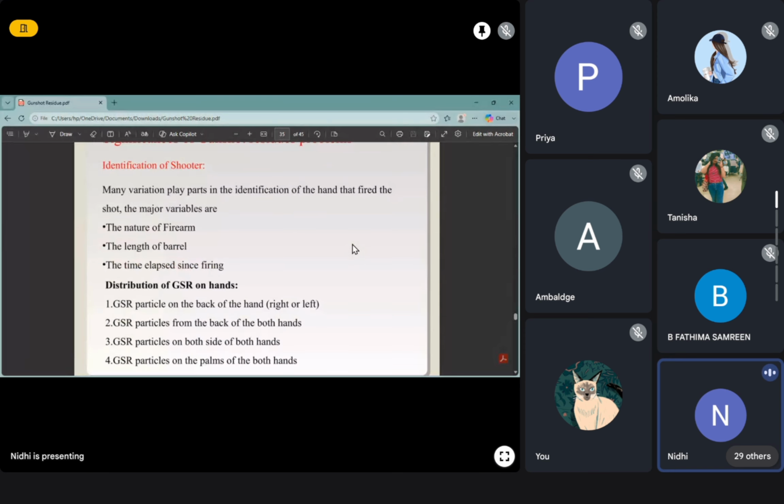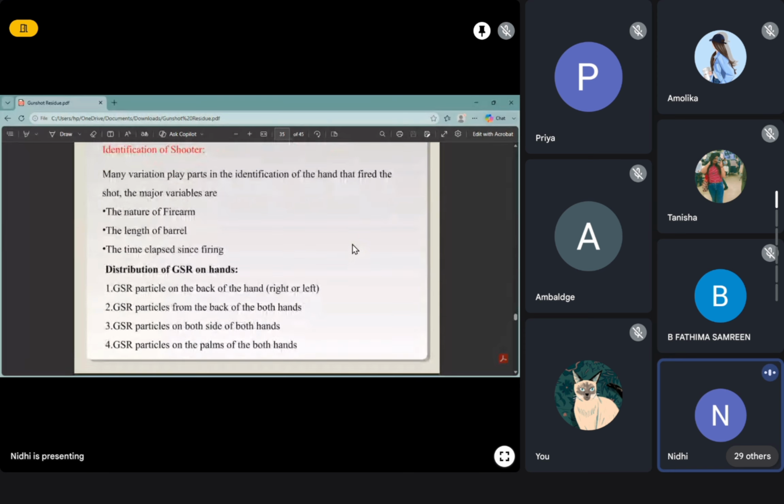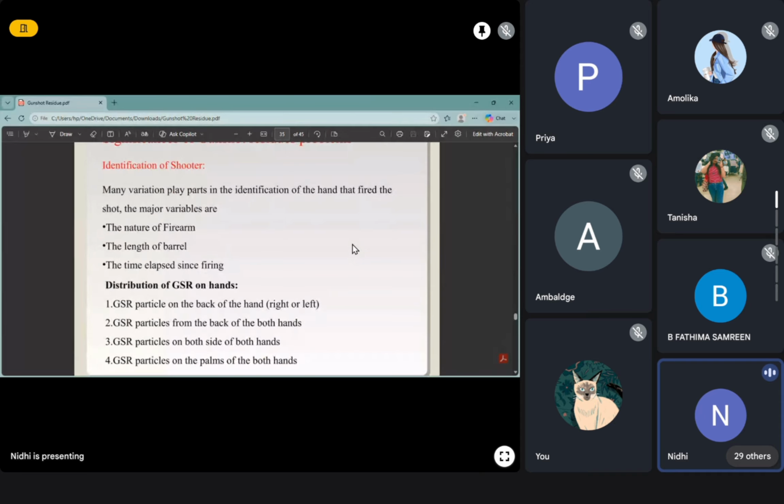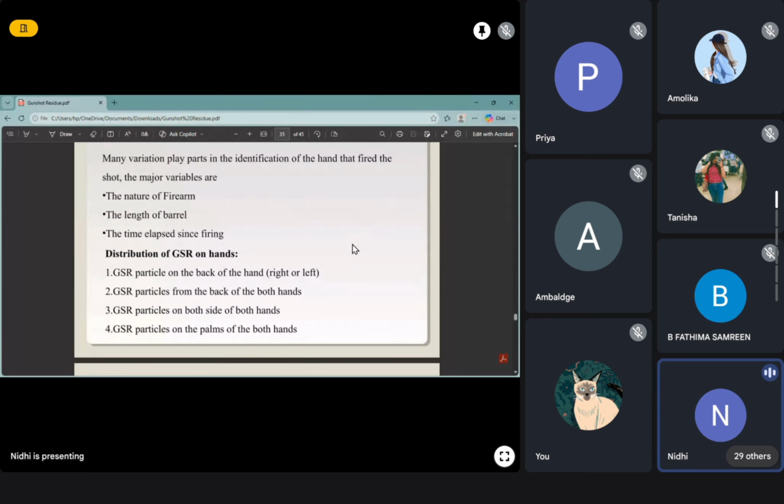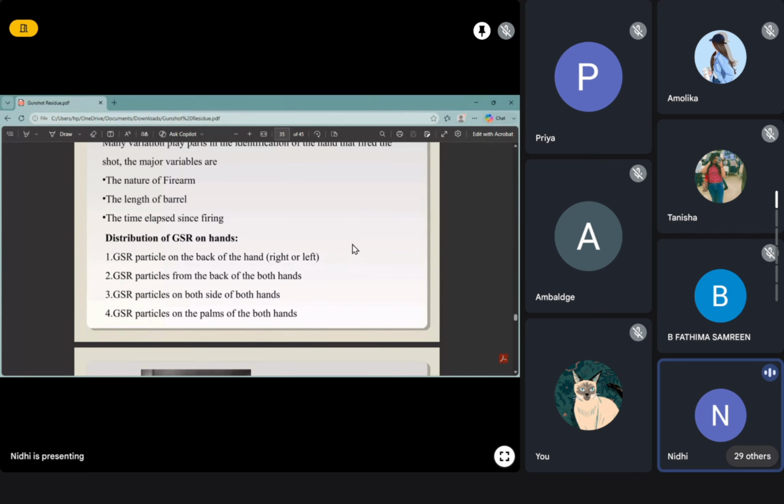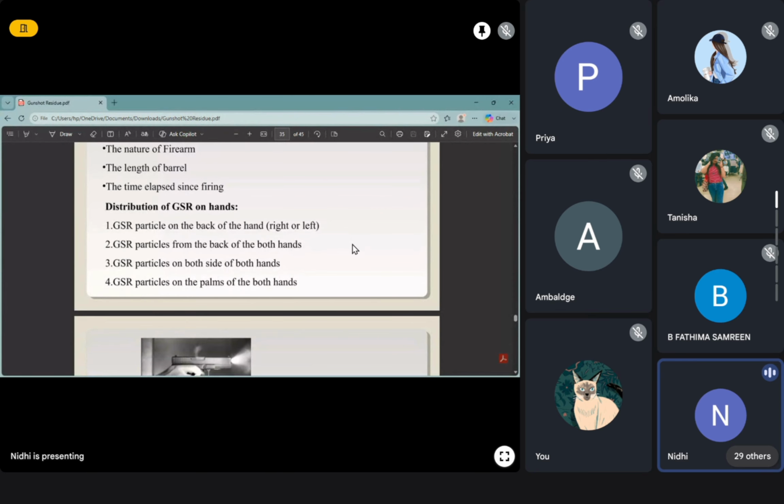Then this is the significance of gunshot residue. It is used to determine who was the shooter. Many variations play a part in identification of the hand that fired the shot. The major variables are the nature of the firearm, the length of the barrel, and the time elapsed since firing. Then the distribution of GSR on hands.